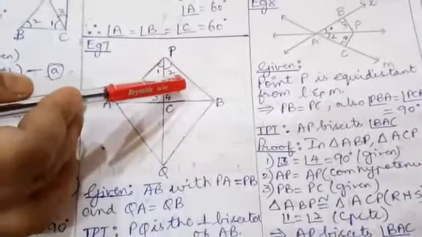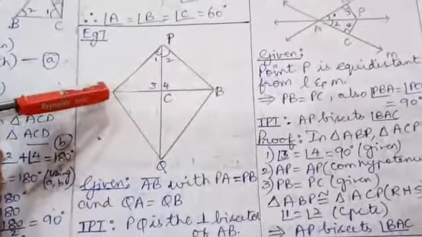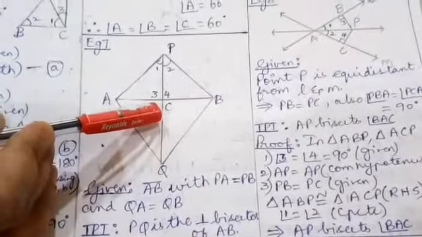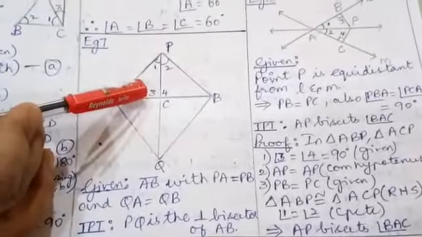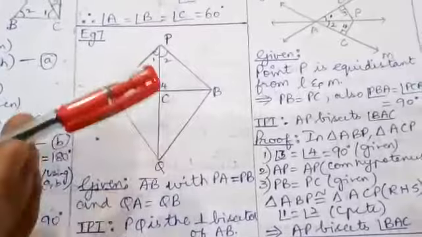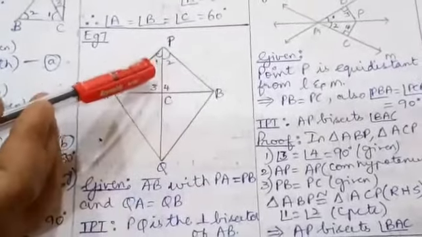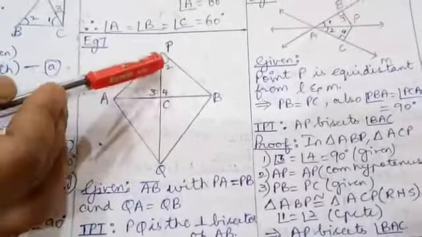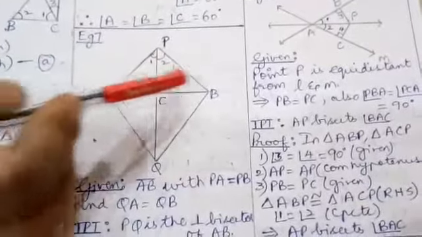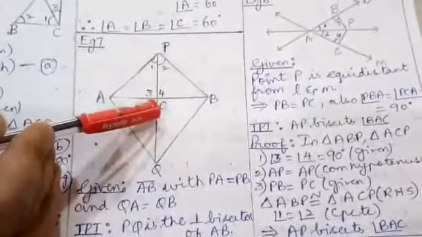Now with this new information, we shall now take up the triangles APC and BPC and show that they are now congruent to each other. Earlier we did not have sufficient information to prove that they are congruent. Now we have new information in these two triangles. Angle 1 of this triangle is equal to angle 2 of this triangle. Now let's take up the triangles APC and BPC.